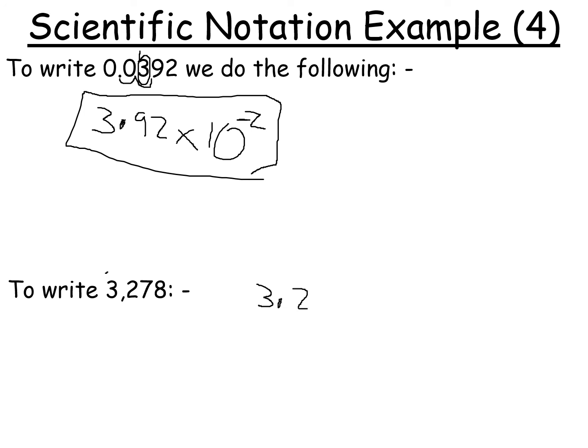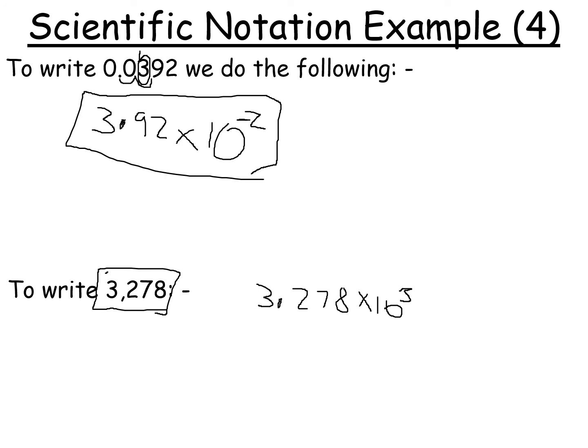So 3278 times 10 to the, no, not minus, sorry, almost got caught out myself, to the power of 3. So notice there's no minus because this is not less than 0. It's the exact same rules as the one we did for large scientific numbers. So if you didn't get it, let's do it together.